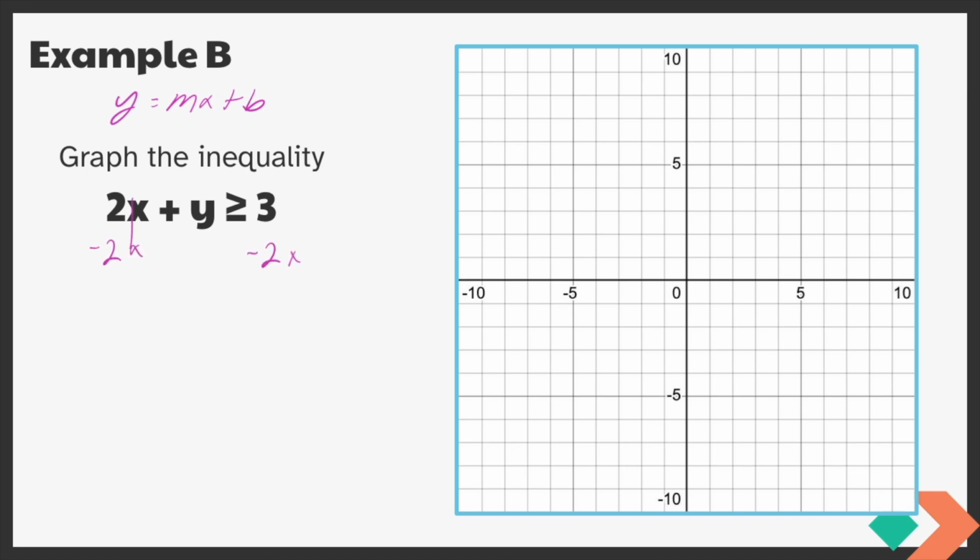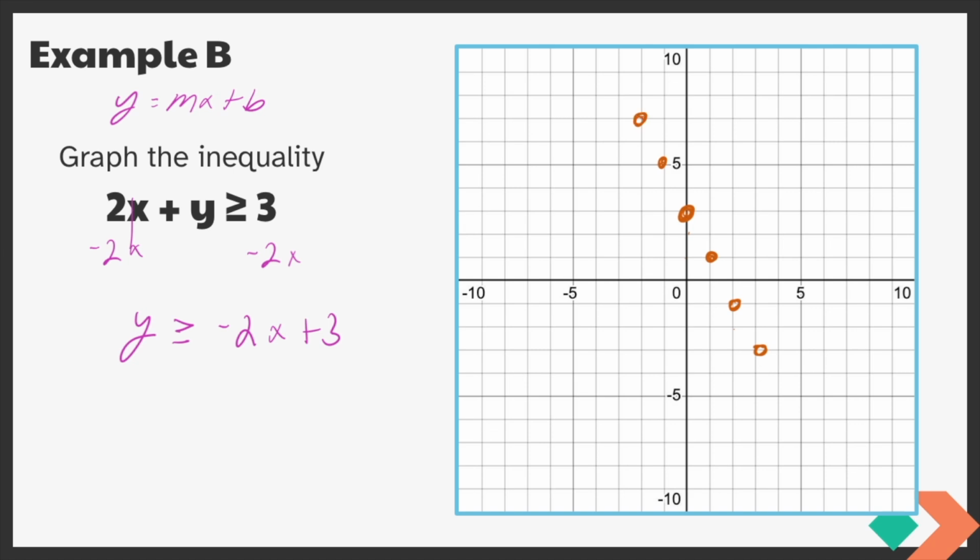These are going to cancel, leaving me with just y, keeping my sign the same because I did not multiply or divide by a negative. I did subtraction, and I've got negative 2x plus 3. The good news is now my line is in slope-intercept form, and I can graph it. So I'm going to graph positive 3 as my y-intercept, and I've got negative 2 as the slope. That means I'm going to go down 2 over 1, down 2 over 1, and I can do the same thing in the opposite direction, up 2 over 1, up 2 over 1.